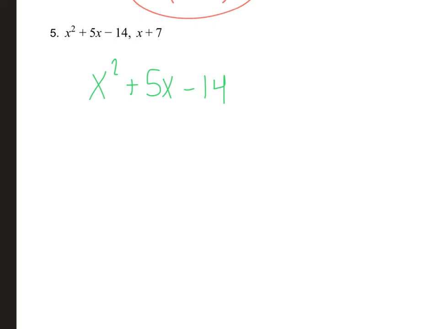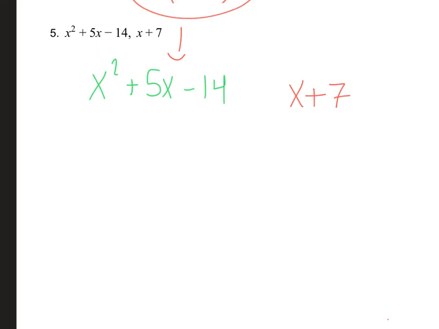Right, and actually I'm going to do that in a different color here. Sorry about that. X plus 7. Right, so what can I multiply? Obviously this one is the bigger one this time, right? This is the bigger expression. So what can I multiply x plus 7 by to get me x squared plus 5x minus 14? The answer is not so obvious, right?